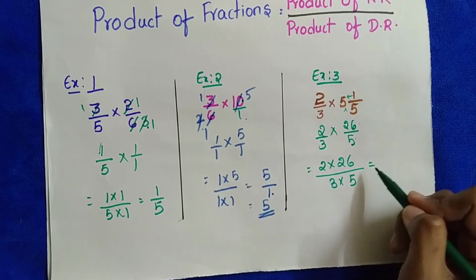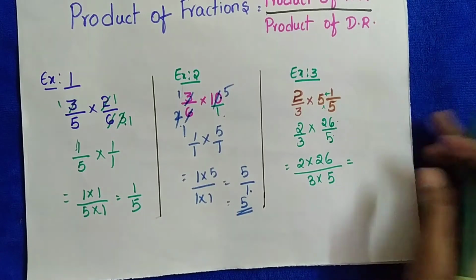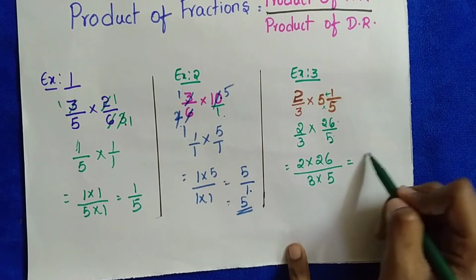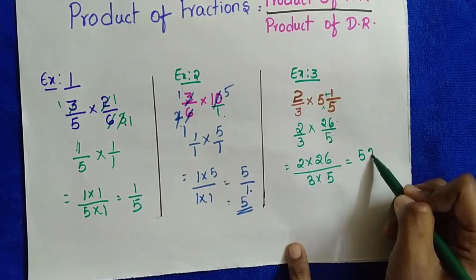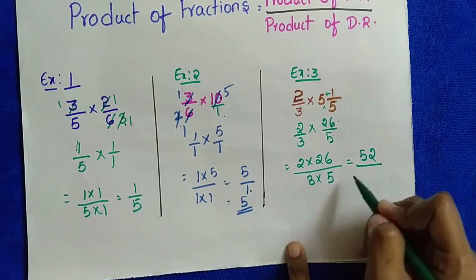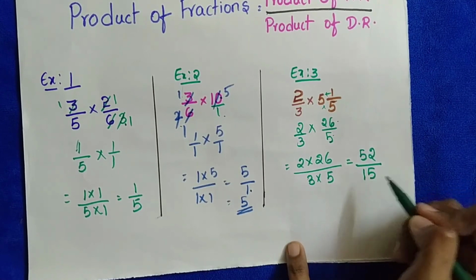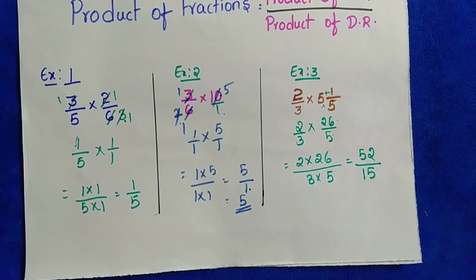Now, multiply, children. 2 twenty-sixes are how much? 6 twos are 12, 2 twos are 4, 4 plus 1, 5. So, it should be 52. And 5 threes are 15. And you know very well, children, you will never say an improper fraction as the answer.